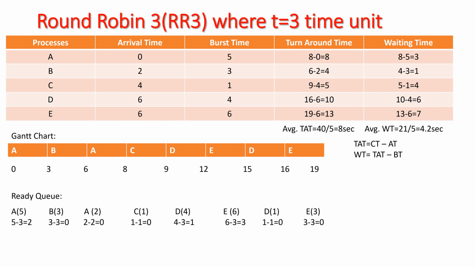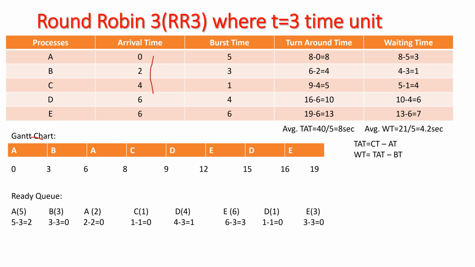This is an example of round robin scheduling where T is taken as 3 time units. Here, processes A to E are given, with their arrival time and burst time. We have to calculate the turnaround time and waiting time. For this, we have to prepare a Gantt chart.